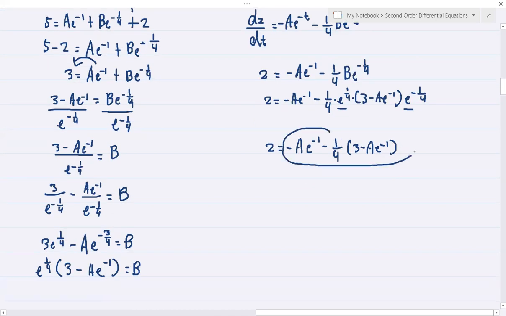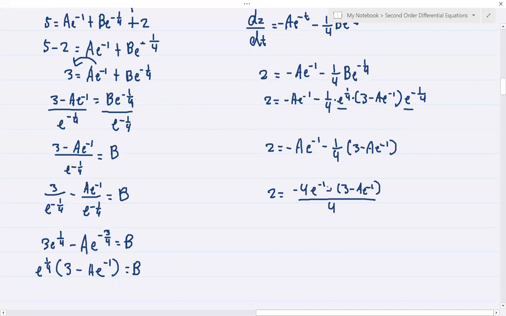For me, I'm going to make this one into a whole fraction so that it would be easy. So by applying butterfly technique, I will have -4ae raised to -1 minus quantity 3 minus ae raised to -1, all over 4. And since we have a negative sign here, we can distribute the negative sign to these terms. So we will have -3 plus ae raised to -1 all over 4. So we can simplify further.